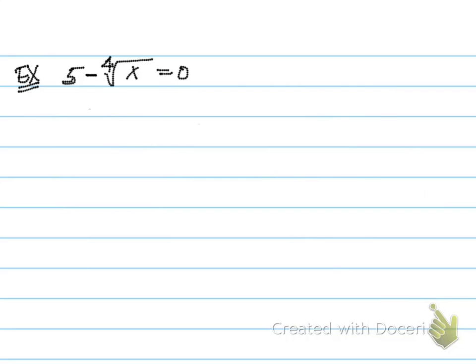Same idea. This time we have a fourth root. Nothing is different. Isolate the fourth root. You have to bring the 5 to the right. Watch your signs here.